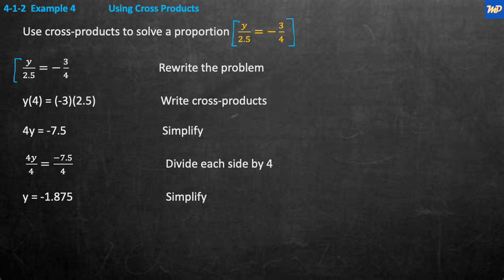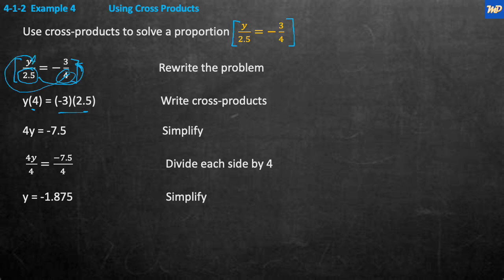Negative y is to 2.5 as negative 3 is to 4. We're going to multiply, in essence, we're multiplying the 4 on this side, y times 4. We'll get rid of the 4 on the bottom, and the 2.5 on the other side, right? So you have 4y and 3 times 2.5. So we multiply the 2.5 up here, and we multiply the 4 up here.